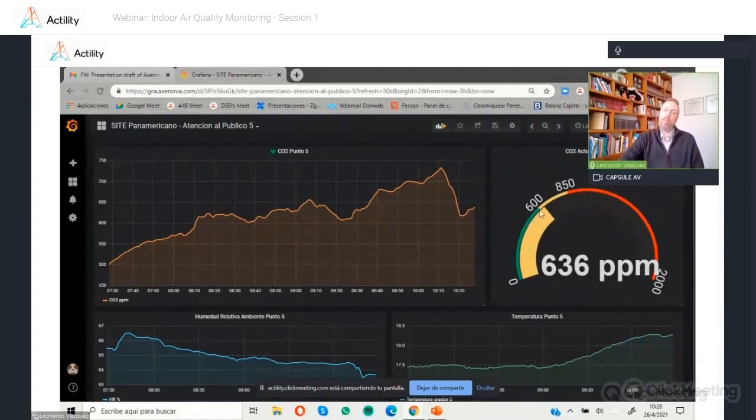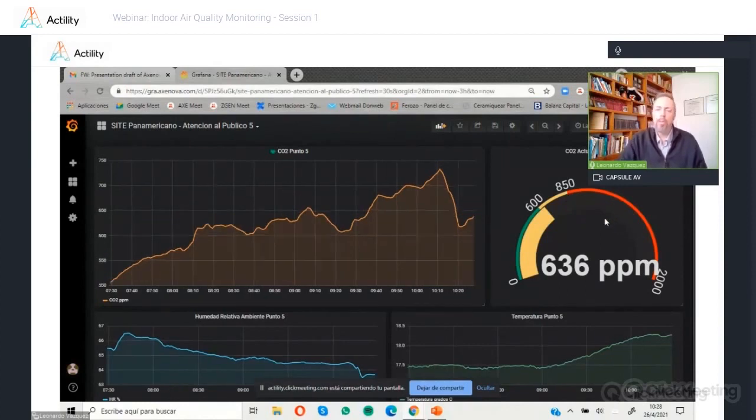The green zone is where you don't go over 600 parts per million of carbon dioxide. Then you have a yellow zone between 600 and 850, and over 850 is the red zone. That means you need to try to remain always below the red zone. And here, this is the trend of the last 3 hours, that allows you to see if the pattern is changing or not, and take some action to do ventilation.